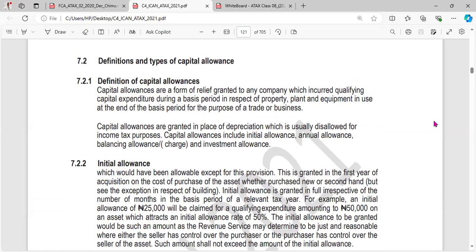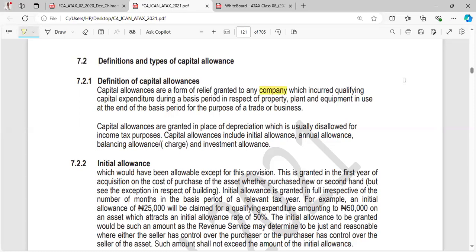Now, capital allowances are relief granted to any company which incurred qualifying capital expenditure during a basis period in respect of property, plant, and equipment in use at the end of the basis period for the purpose of a trade. Now, there are several things we may need to highlight here. Capital allowances is granted to a company, not just to individuals.